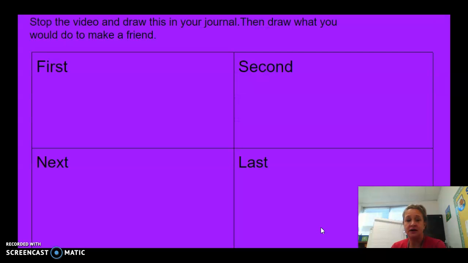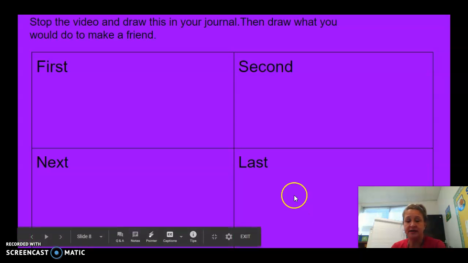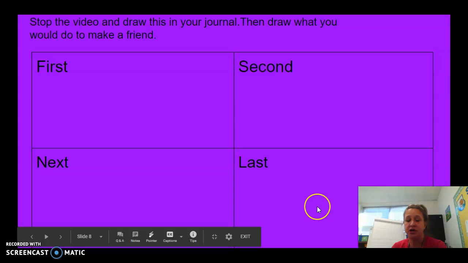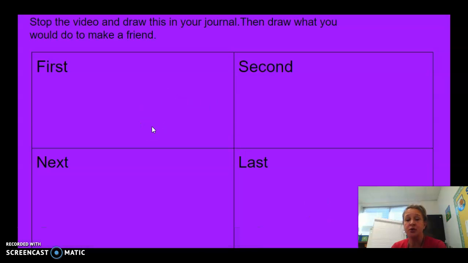Now, you're going to stop the video and draw these 4 rectangles in your journal. Then in each rectangle, you're going to draw what you would do to make a friend. This is what you would do first. This is what you would do second. This is what you would do next. And this is what you would do last. Draw your pictures clearly so you can write about them tomorrow.